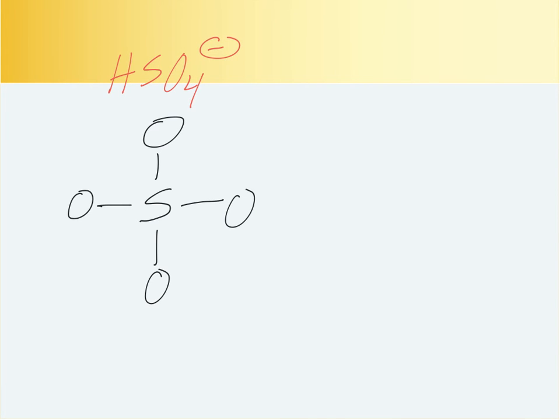There's 4 oxygens. This makes sense. Let's put them all there. And one of these is going to have the hydrogen somewhere, probably on the oxygen, usually out there. We can add up the valence electrons if we want to at this point.